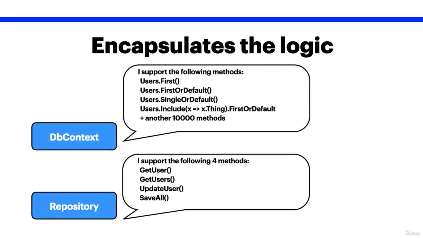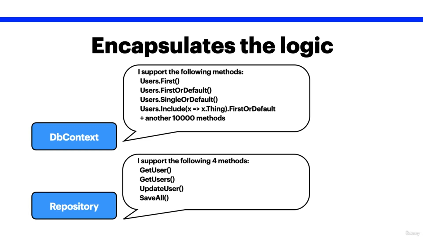So by using a repository, we encapsulate the logic. And if a controller injects a repository, then it's only got access to the methods that we need that controller to have, for instance. So in this repository example, a method to get a user, a method to get all users, a method to update a user, and then a method to save the changes. So that's reason number one.